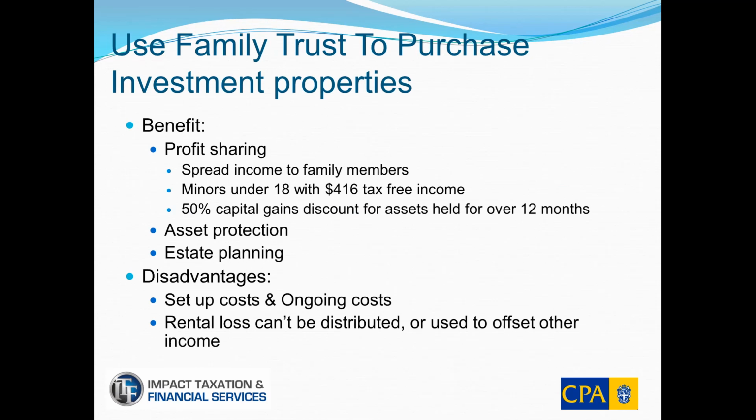Then if you have children under 18 years old, if they receive $416 from the family trust, it's tax-free for them. And then you can also claim the 50% capital gains discount when you're selling the property, if you're holding it for more than 12 months. So that's a benefit on the tax side. And then you can also have asset protection as well.